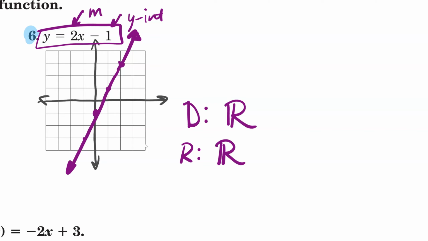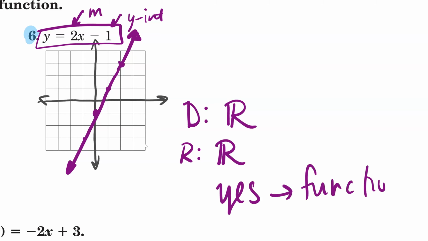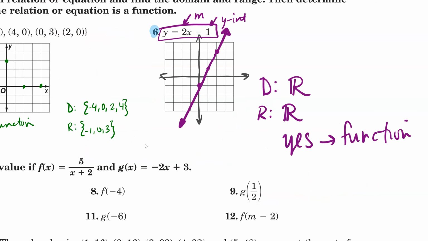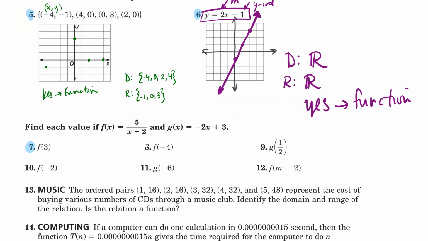So then, is this a function, Caden? What do you think? Is this a function? Yes, because it passes the vertical line test. Passes the vertical line test, so it is a function. Okay, so if you're done with these, we're going to try number 7. Try number 7 and number 11.